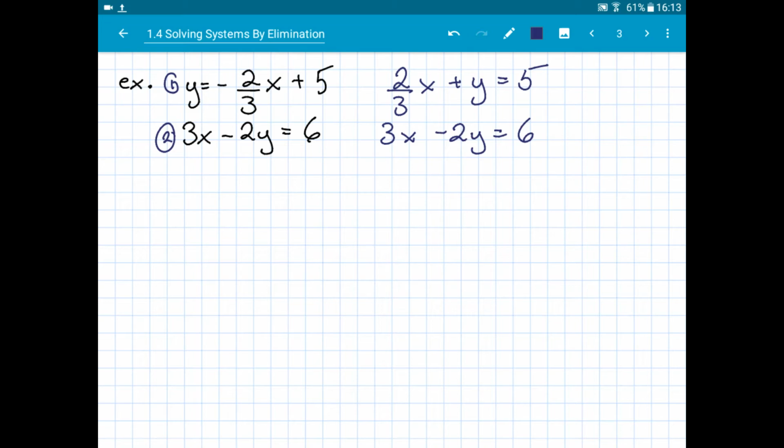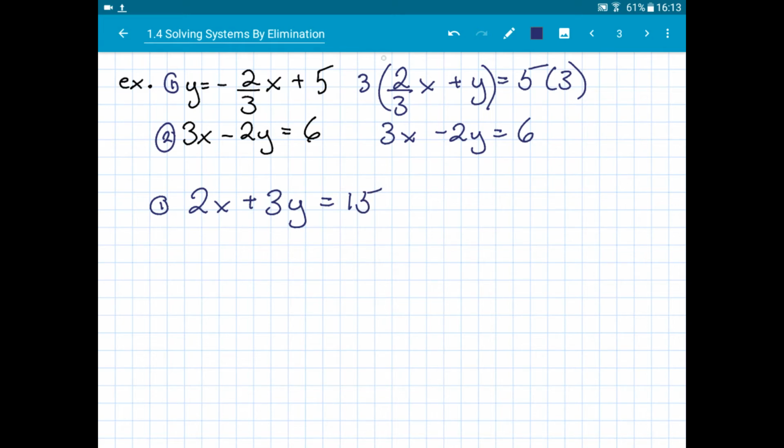So why don't we eliminate the fraction first by multiplying the left-hand side by 3 and the right-hand side by 3 in this equation. And come down here. I'm going to write 1 again so I don't forget what I've done. And I've got 2x plus 3y equals 15. If you're confused why that worked out, 3 times 2 over 3 is just 2. And 3 times y is 3y. And so we go to equation 2 now. We've got 3x minus 2y equals 6. And now this looks a lot like that other one.